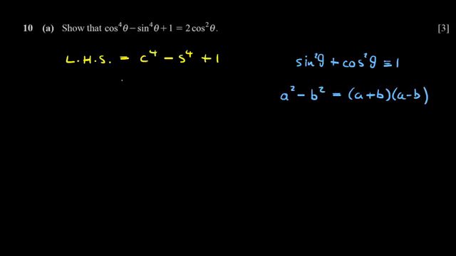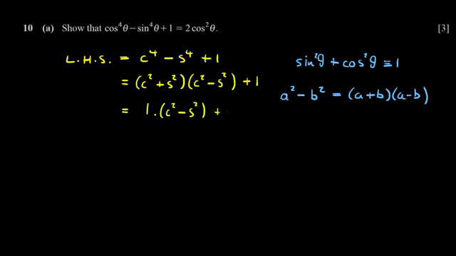What I can do with that is rewrite it as c squared plus s squared times c squared minus s squared, plus 1. And why is that convenient? Well, because this c squared plus s squared, sine squared plus cos squared, is equal to 1, according to that identity there. So what we've really got is 1 times cos squared minus sine squared plus 1. Well, then we're very, very close, aren't we? Because this is cos squared minus sine squared plus 1.